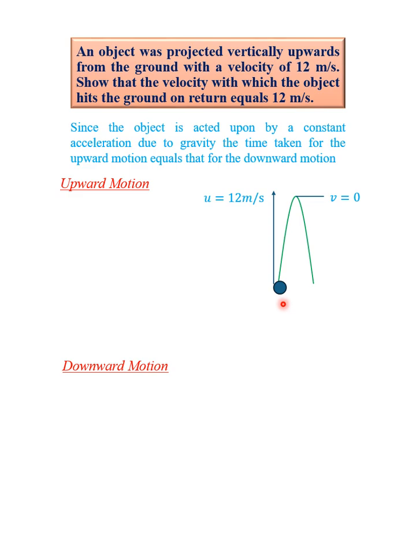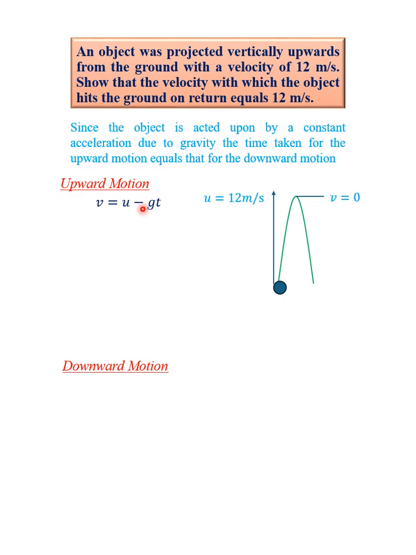So for the upward motion, we are considering the motion from the ground to the top. And because the object stops at the top, it means for the upward motion, the final velocity is 0, v equals 0, while the initial velocity is 12, as we are told in the question. Now, let us recall the formula of motion under gravity that satisfies these parameters. And that formula is simply v equals u minus gt. Final velocity equals initial velocity minus acceleration due to gravity times the time it takes.